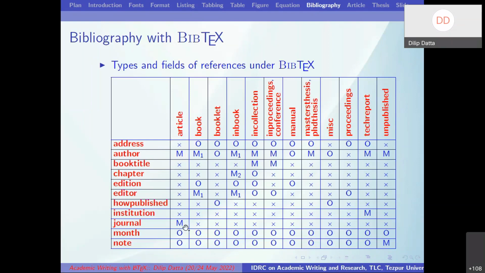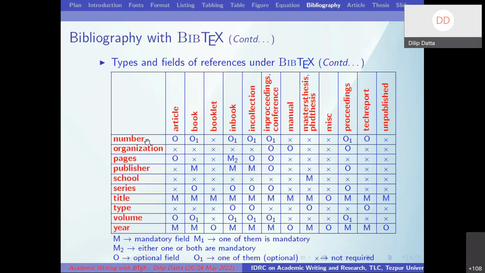Then journal name is mandatory. Month and note, these are optional. You can use or you can skip. Then in article, number of the article, that is optional. Pages are optional, but title is mandatory. You must provide title of the article.